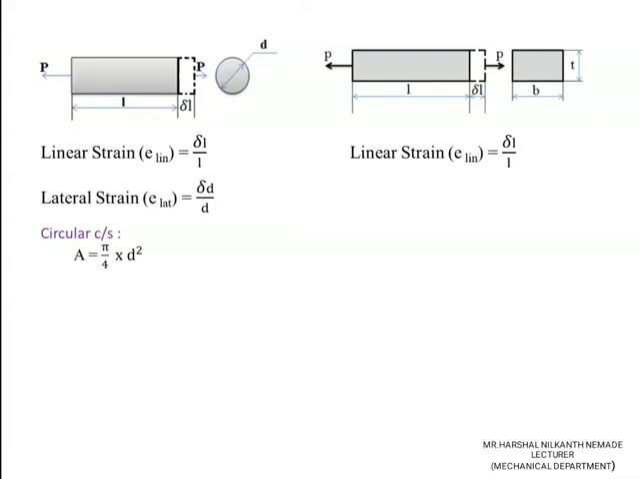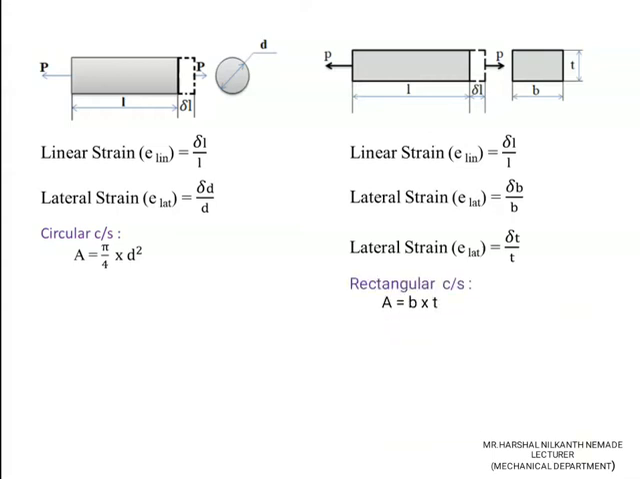Same, linear strain E lin is equal to change in length delta L divided by original length L. Lateral strain E lat is equal to delta B. Delta B means what? Width. Change in width divided by original width B. Lateral strain E lat is equal to delta T, where T was thickness. Change in thickness upon original thickness.